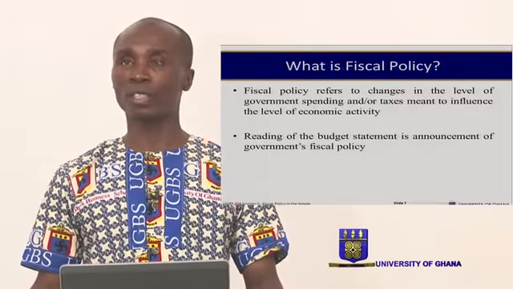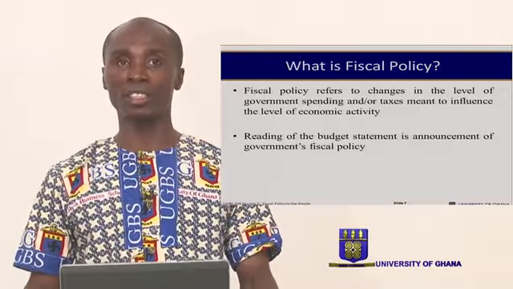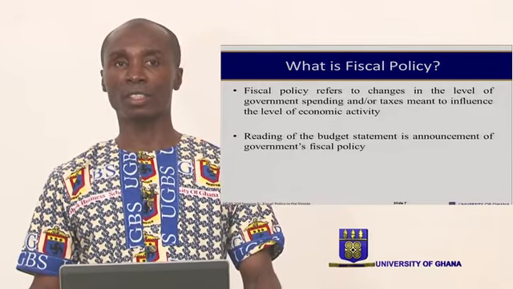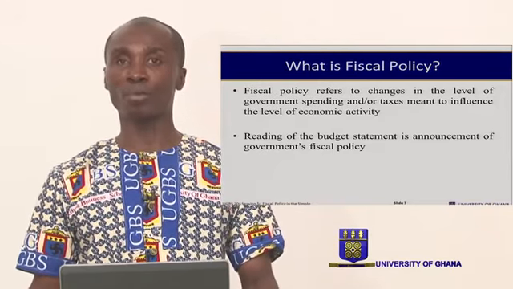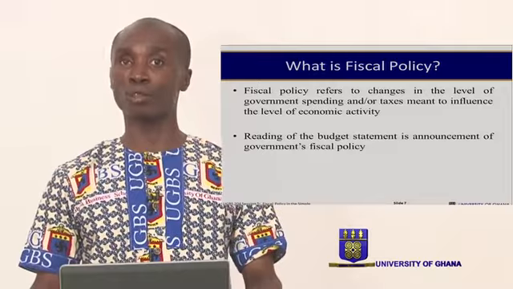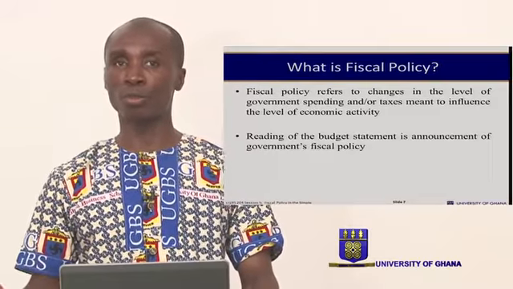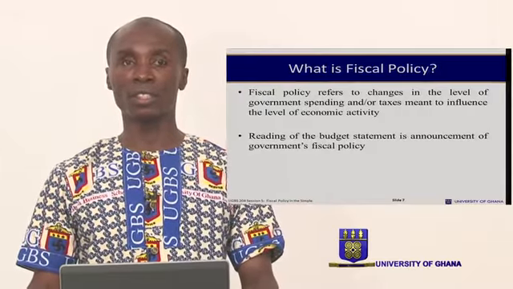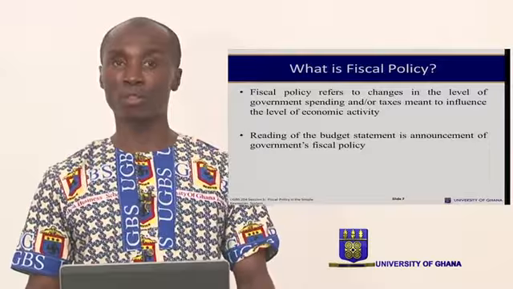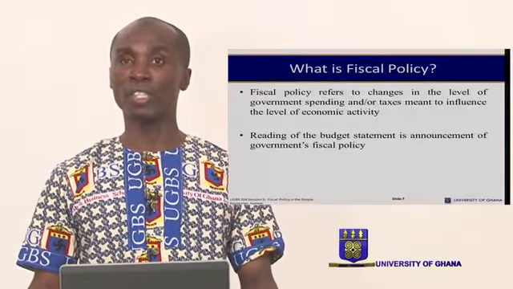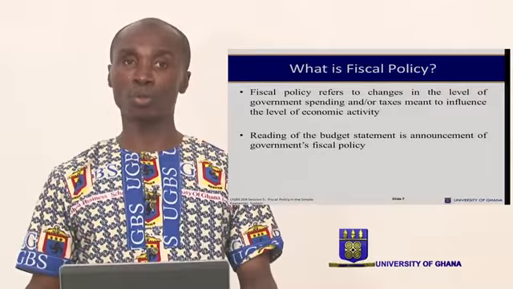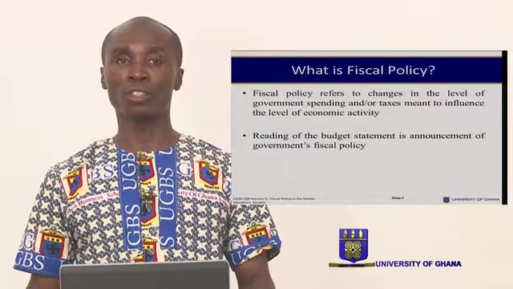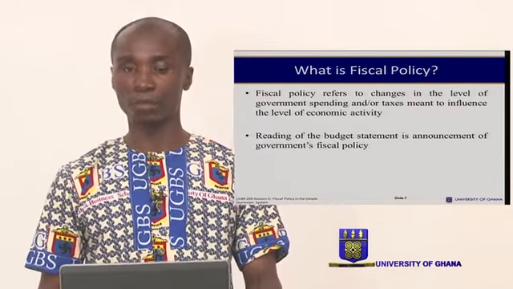So mostly when the budget statement is read, it's really a statement of the government's fiscal policy for the year, because the budget will tell us how much government plans to spend and how much revenue government plans to collect. So when it comes to announcing new tax measures, for instance, in the 2016 budget, which was read in November 2015, you recall that there were new tax measures. New taxes were imposed, and then some taxes were also revised upwards. All those constitute fiscal policy measures by the government.